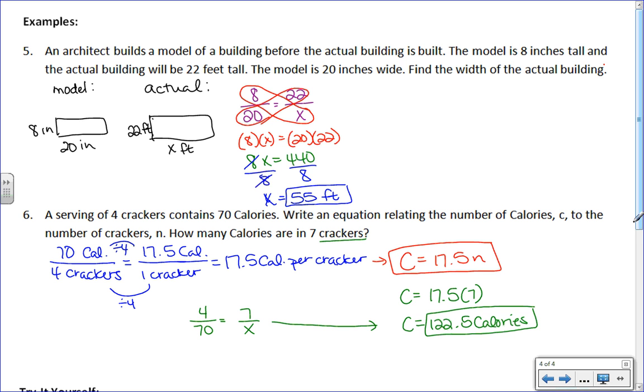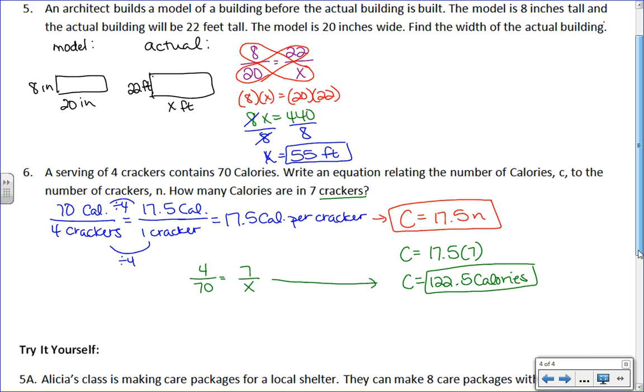So just pay attention to whether the question is actually asking you to write an equation. If so, do it that way. If not, I would suggest setting up a proportion. It will probably be faster.